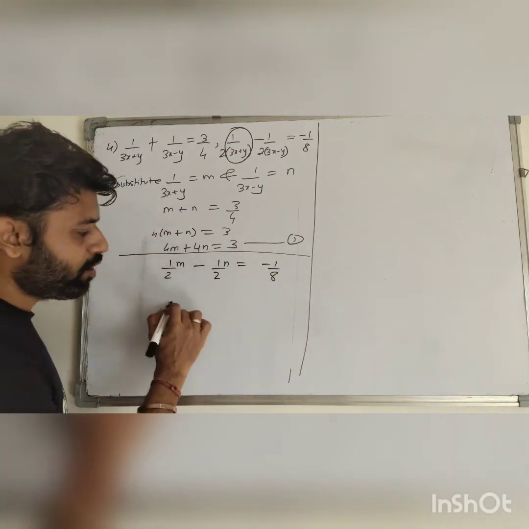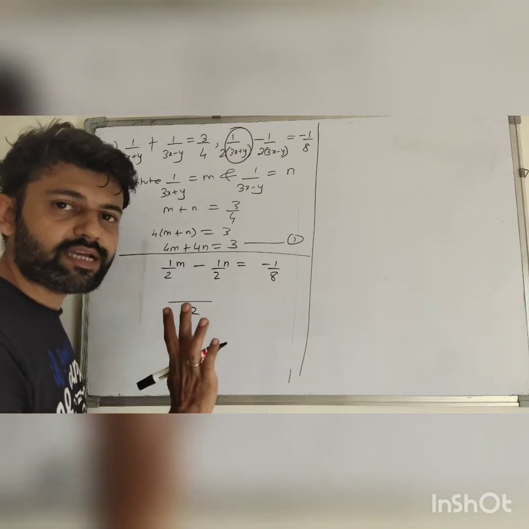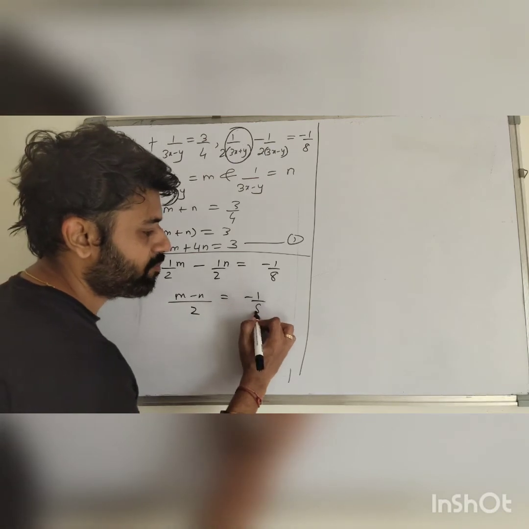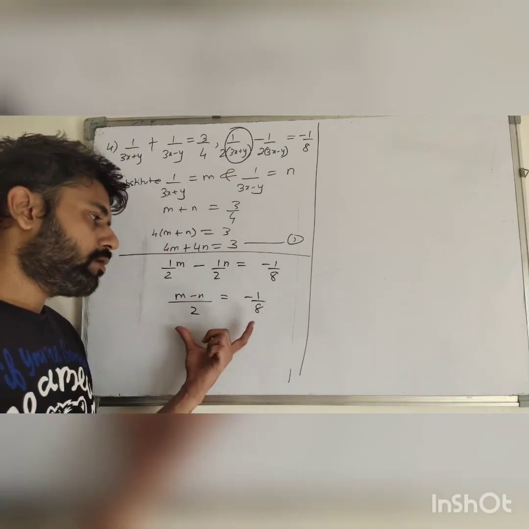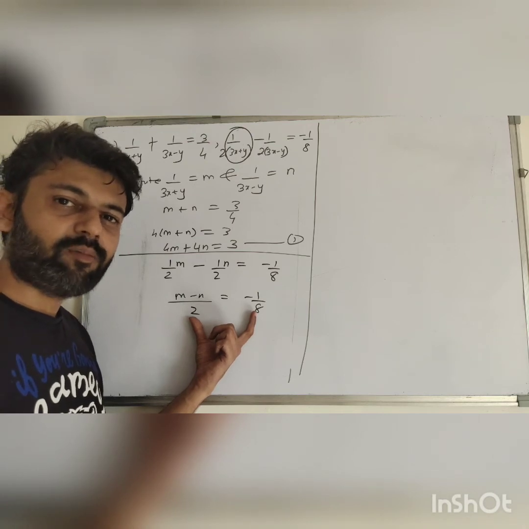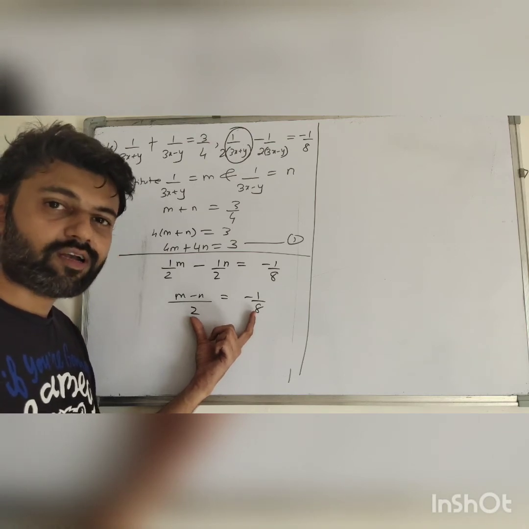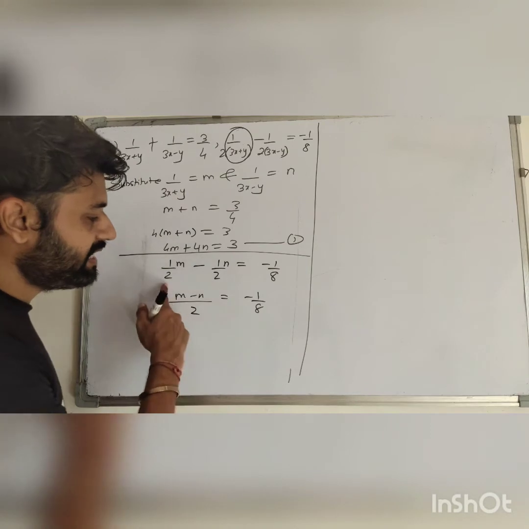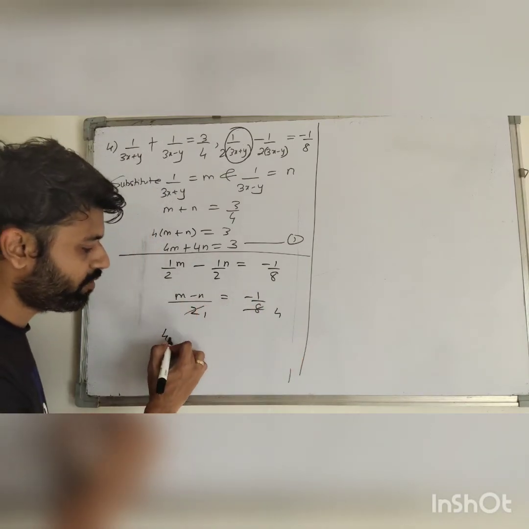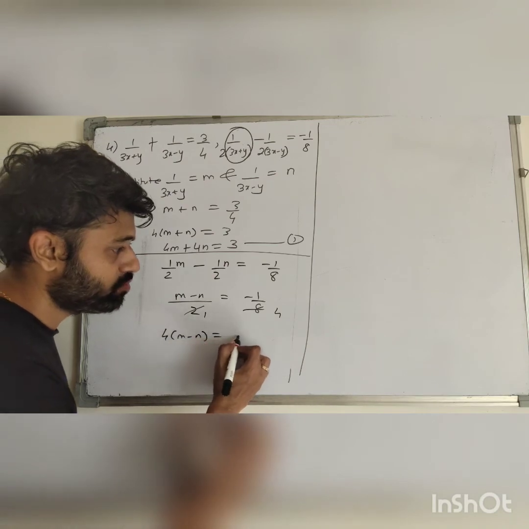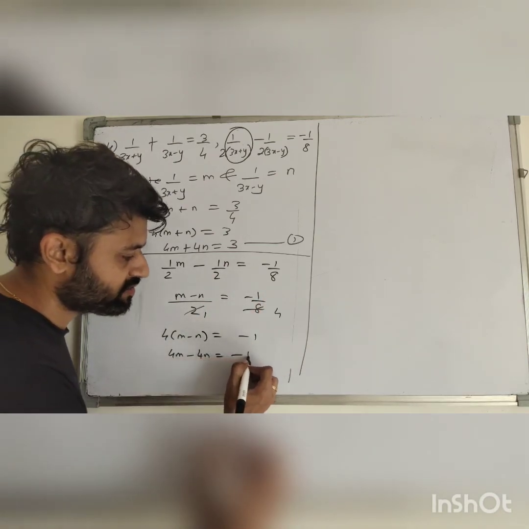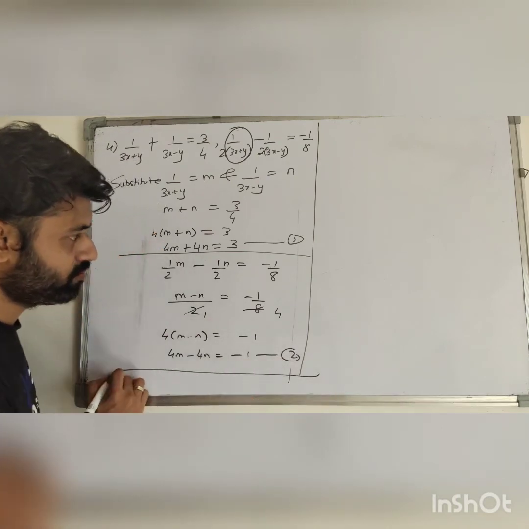Here understand denominators are same, no cross multiplication, simple subtraction. m minus n is equal to minus 1 upon 8. Now 2 and 8 can do something. What Bhavik sir has taught you all. If not, learn it today. Rather than transferring, you can cancel them, 2 1s are 2, 4s are 8. Now you can transfer 4. 4 into m minus n is equal to minus 1. You get 4m minus 4n is equal to minus 1, equation number 2.